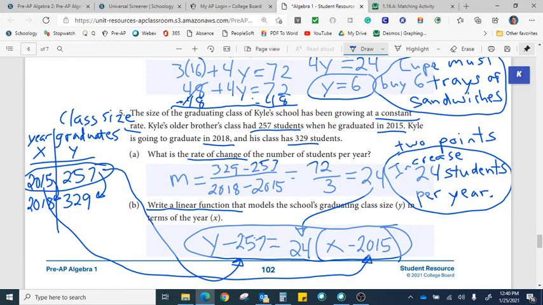We can recreate this linear function right here by plugging it in. We can move it over. We can move that minus 257. We can add it to both sides. We can distribute here, and then we can come up with a slope-intercept form of an equation. Okay, which would look like this. We would say y equals 24x minus, because I'm going to distribute here and here, 2015 times 24.